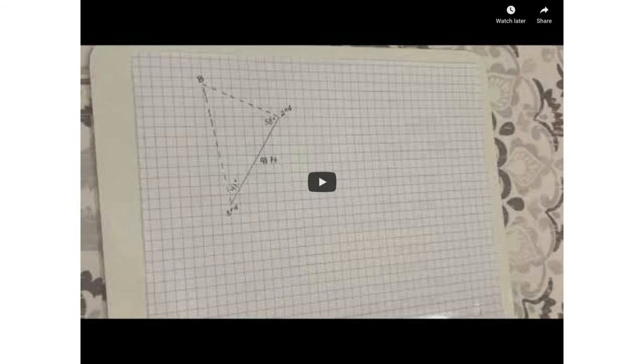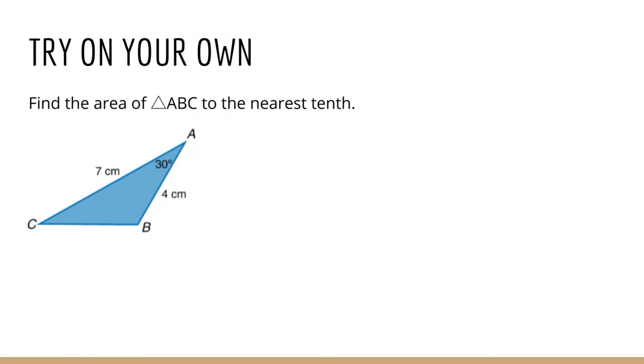So hopefully you guys got that one right. Good job if you did. If you didn't, no big deal. This is all practice, new concept. You're going to be given more practice on this tomorrow anyways. So I'd like you to try this one on your own. You're finding the area of triangle ABC to the nearest tenth. Draw this image in your notes, solve it, and then submit your answer into Edpuzzle.